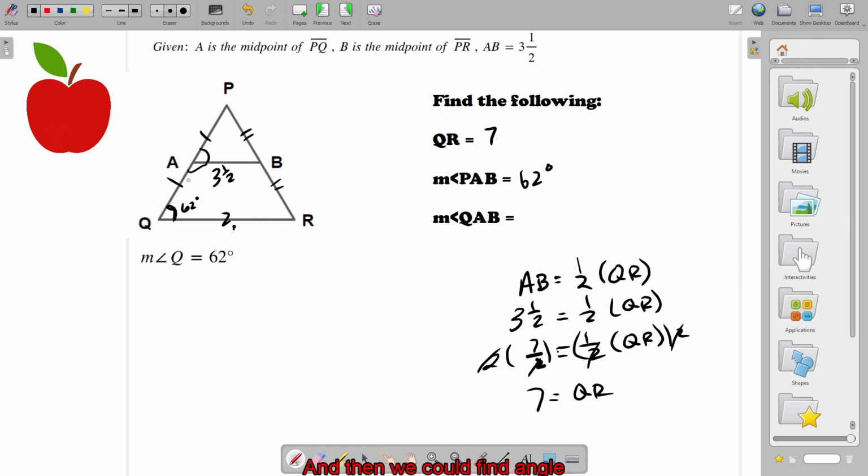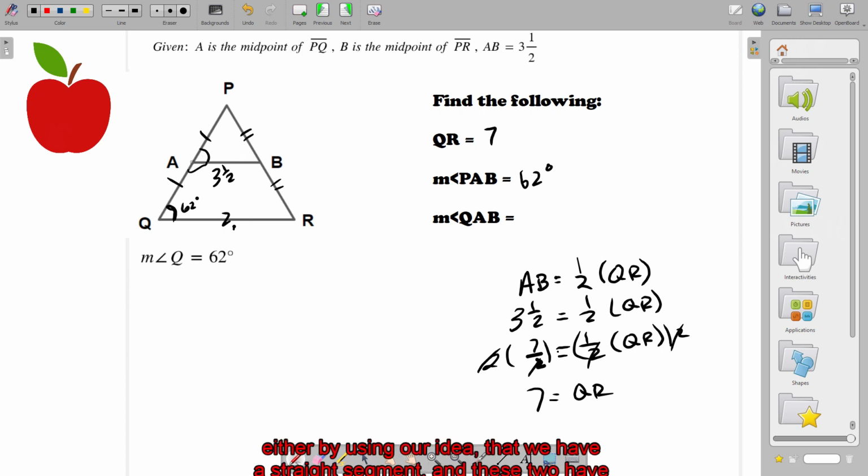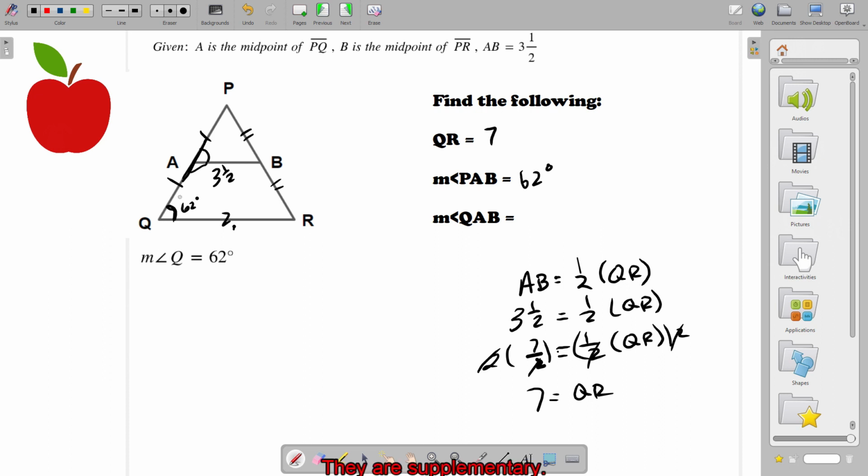And then we could find angle QAB either by using our idea that we have a straight segment and these two have to add up to 180, or that we have parallel lines and these are interior angles on the same side of the transversal. They are supplementary, so we know that we need to take 180 degrees, subtract 62 degrees, and when we do that we get 118 degrees.